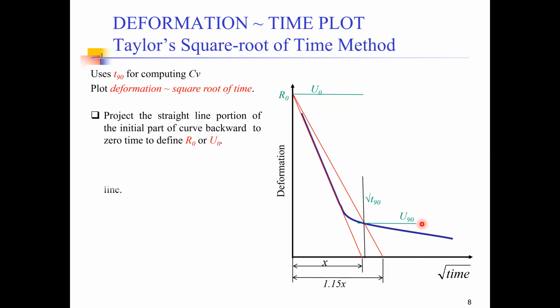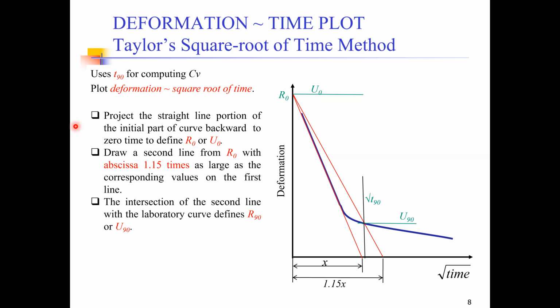Now, a summary of the same method I have written here for you. Step number 1 is to project the straight line portion of the initial part backward to 0 time. So first of all, draw this line, project it backwards, and wherever it cuts the y-axis, call it 0% consolidation. Take the reading as R0. Then determine the horizontal distance x, increase it to 1.15x, and then from this point, draw a line back to R0. Wherever this line cuts your graph, this is T90.